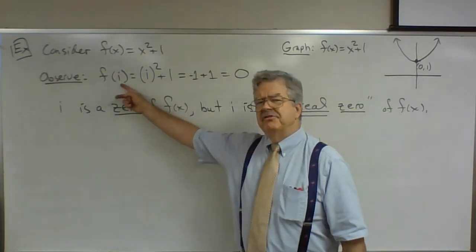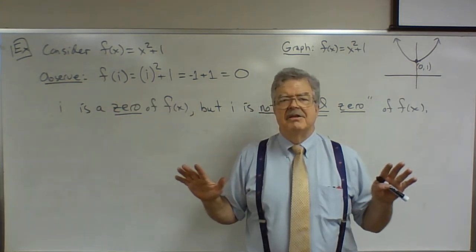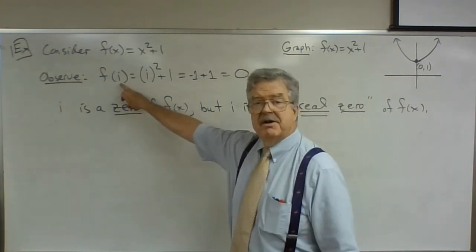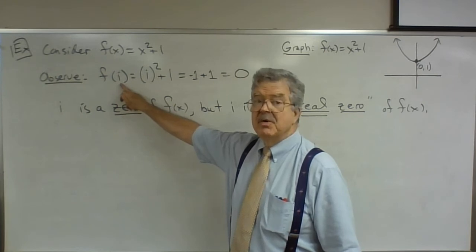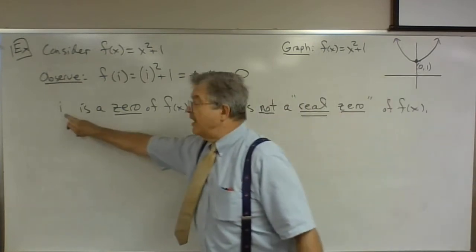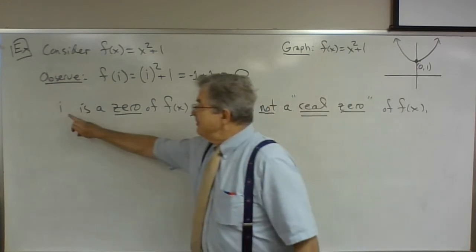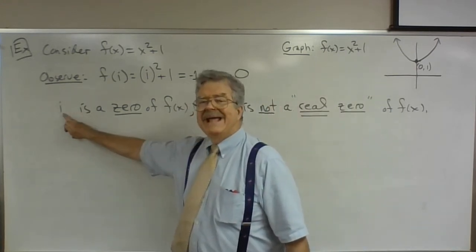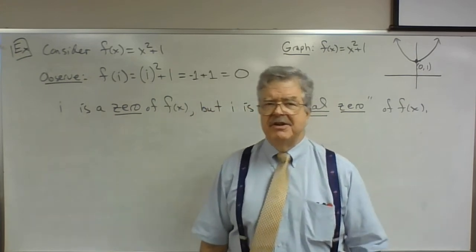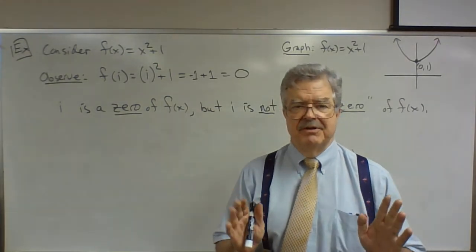A number that's a 0, but it's not a real 0, is not an x-intercept of the polynomial. We have a 0 here, i. It's a 0 of the polynomial, but it's not a real 0 because i isn't a real number. So this does not give us an x-intercept of the polynomial. The only zeros that give us x-intercepts of a polynomial are the real zeros.